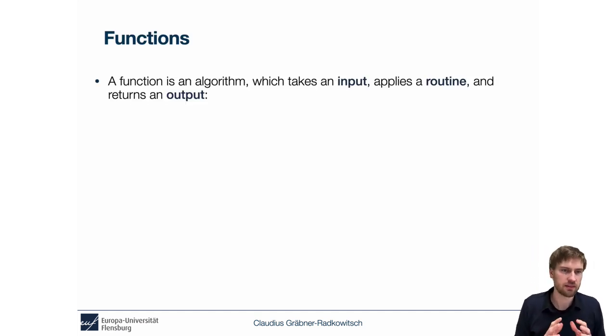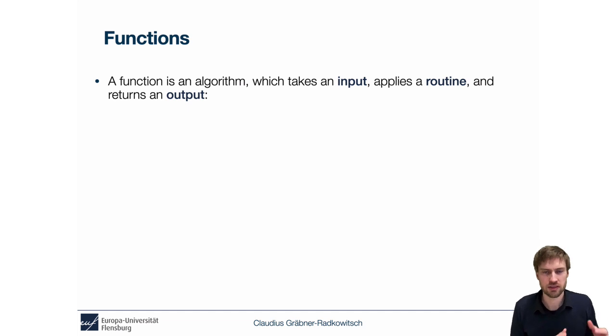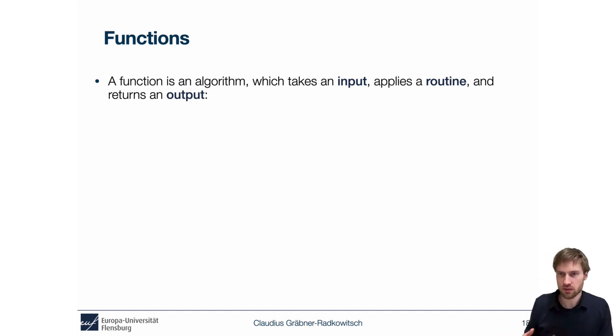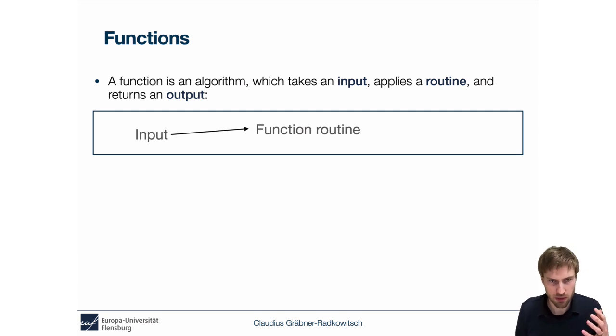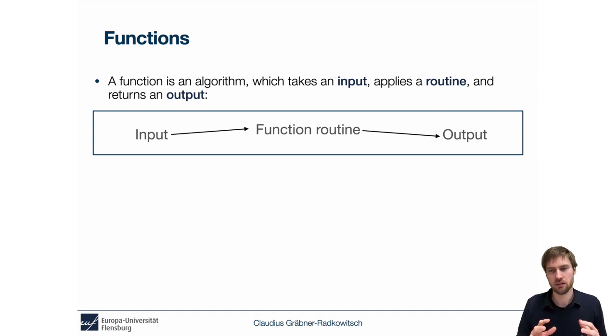A function is essentially an algorithm which takes a certain input, applies a certain routine on this input, and returns an output. So we can think about this in the following way. You have an input, you pass it to a function routine, you apply the function routine, and you receive an output. Now, there are obviously exceptions. There are also functions that do not take an input. There are also functions which do not produce an output, but the vast majority of functions work this way.